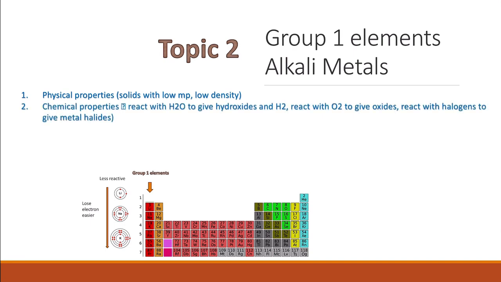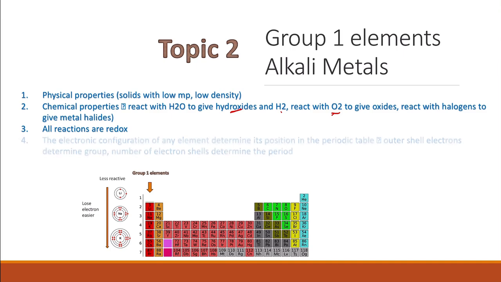Their chemical properties: they react with water to give hydroxides and hydrogen, react with oxygen to give oxides, react with halogens to give metal halides, and also react with acids to give salt and hydrogen. Remember that all of these reactions are redox reactions and you should be able to write the ionic equation.